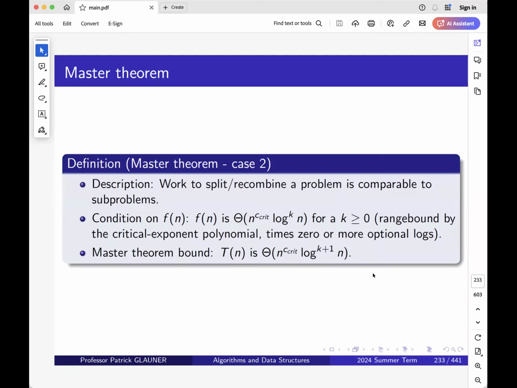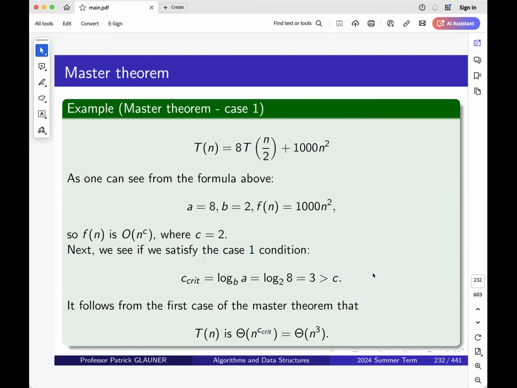Now in case two, there's a question where we got the C equals 2 from. I've explained this, but I'd be happy to explain again, because we said f of n, which is this 1000 n squared, is O of n to the C. This term here is O of n squared. So C is 2, because you need to look at this term. Hope this helped to understand it better.